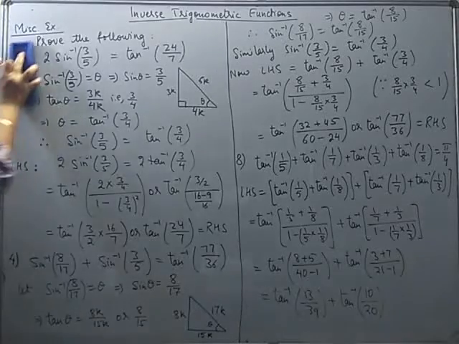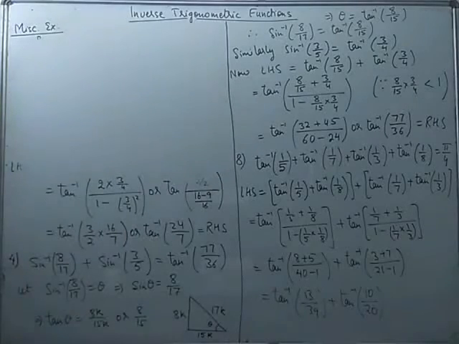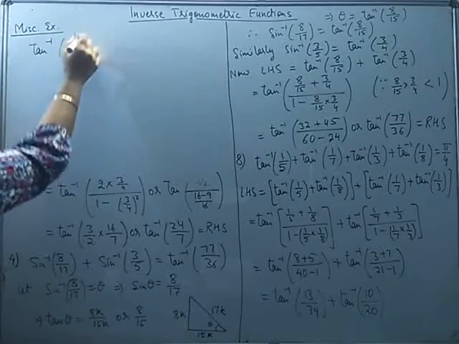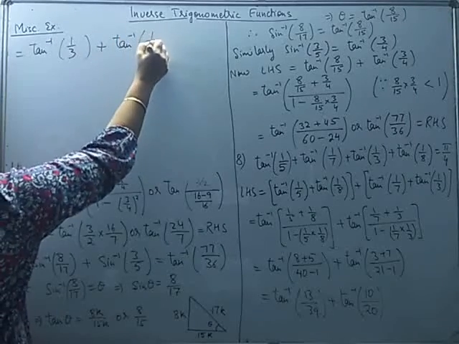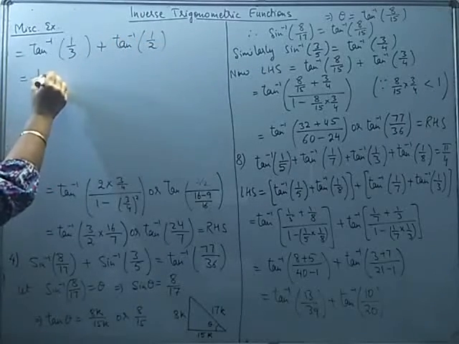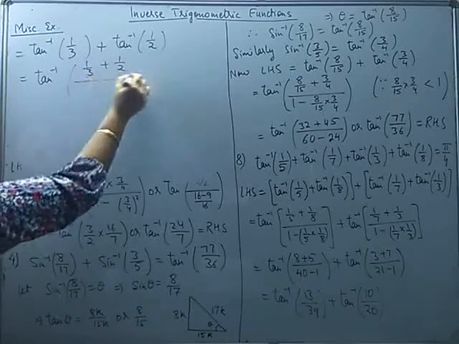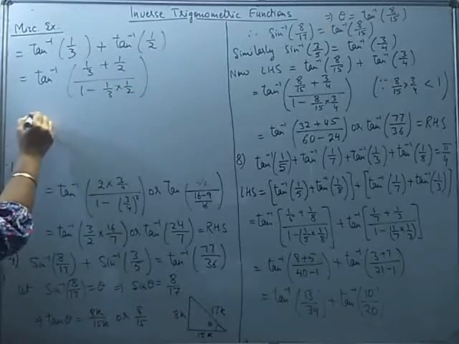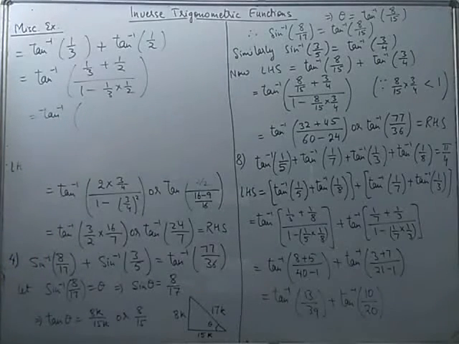Now if we simplify that, let us see what we get. It is coming out to be tan inverse 1 over 3 plus tan inverse 1 over 2. Now again applying the same result here, which is tan inverse of 1 over 3 plus 1 over 2 divided by 1 minus 1 over 3 into 1 over 2. Let us see if simplification gives us the required result or not.